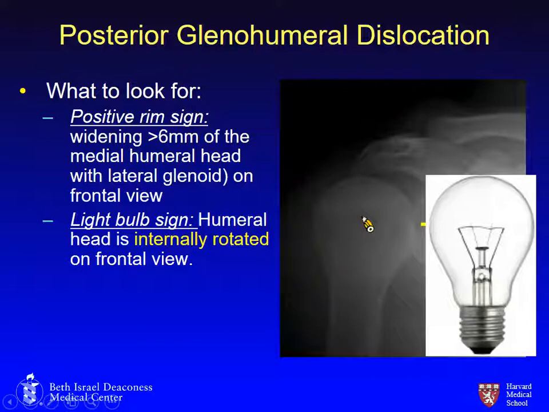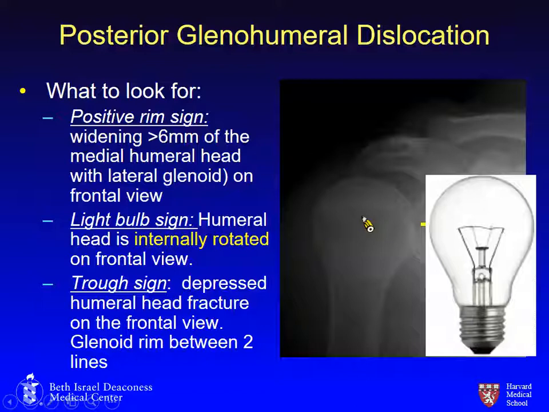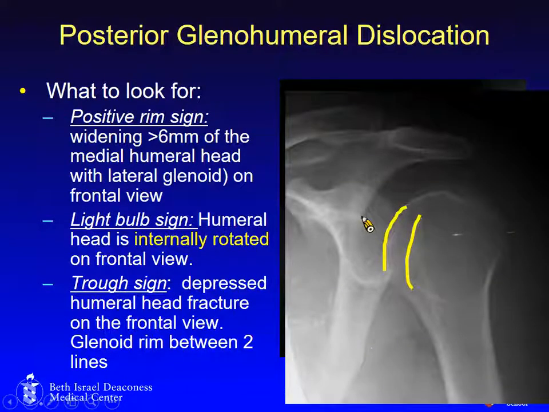And what happens a lot of times is that technologists come in and they say, well, the patient was uncooperative, they wouldn't externally rotate their shoulder. Well, it's because they can't. They're posteriorly dislocated, and they can't actually externally rotate that shoulder. The trough sign is you get a depressed fracture along the humeral head that's outlined with the glenoid rim in between the two lines here.